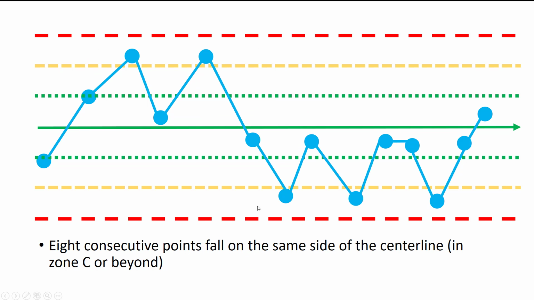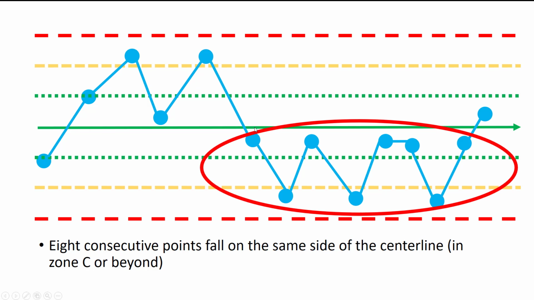Then finally, 8 consecutive points on the same side of the center line. 50% of all our points should be on either side, so 8 consecutive points in a row. This tells us again that there's something going on and we need to further investigate.